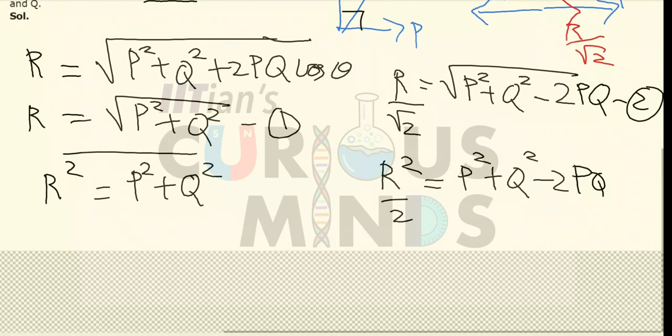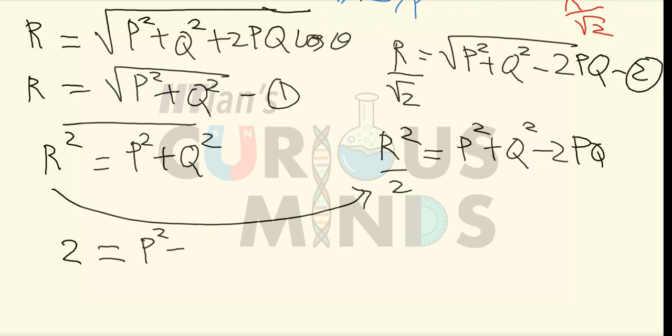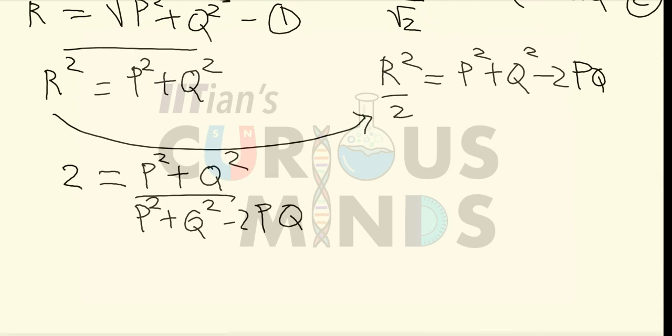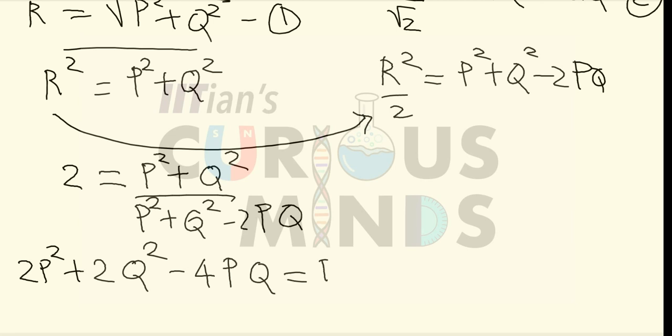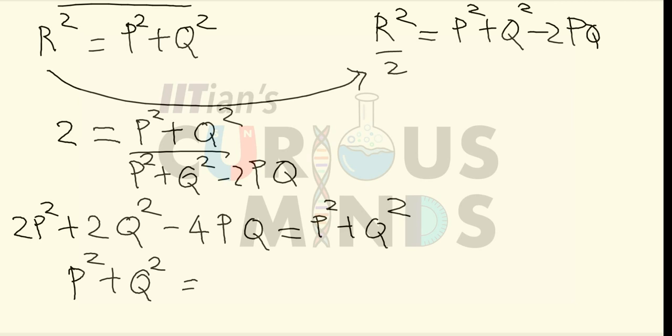Okay. When I divide both of them, I divide R square by R square by 2, I will get 2 will be equal to P square plus Q square divided by P square plus Q square minus 2PQ. So over here, when I swap these terms, it will be equal to 2P square plus 2Q square minus 4PQ will be equal to P square plus Q square. Okay, when I simplify this part, P square and Q square will shift to the left hand side. So P square plus Q square will be equal to 4PQ.